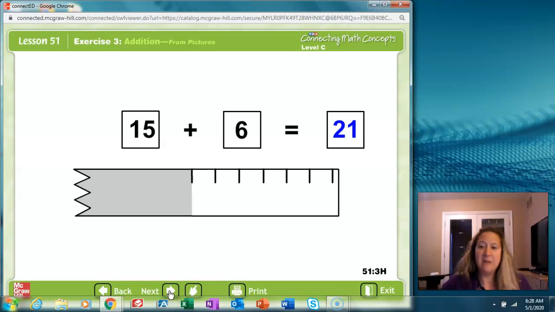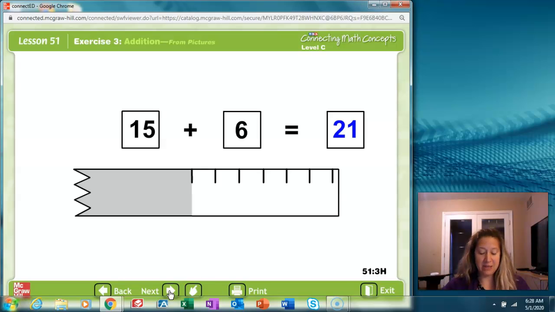Good job. Find part 3 in your workbook and touch ruler A. How many centimeters is the shaded part? 18. Now go ahead and write the number for the unshaded part. What's the number for the unshaded part? Did you say 5? Good job. So what number are you going to get going? 18. Get 18 going and count on 5 more.